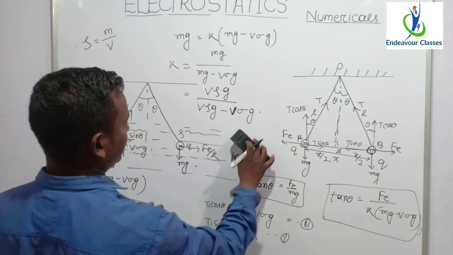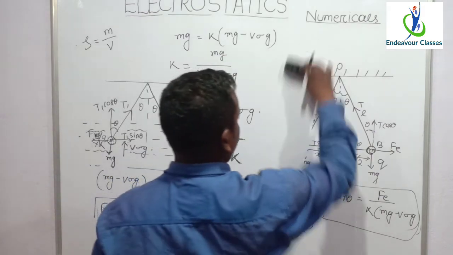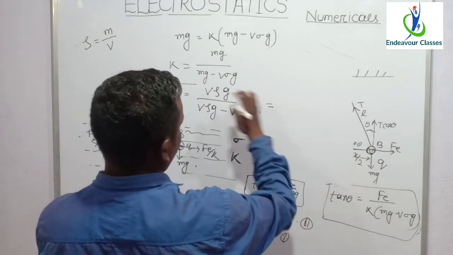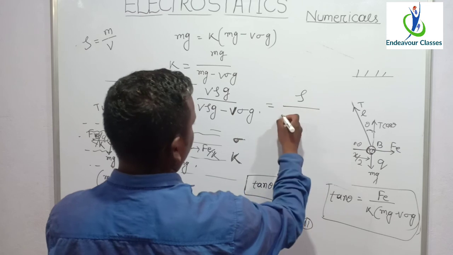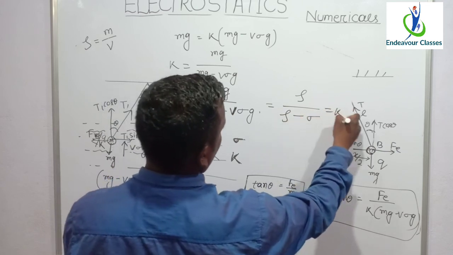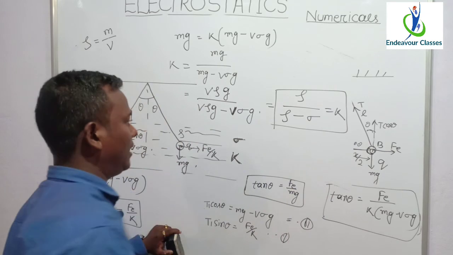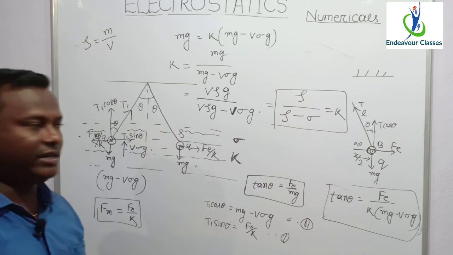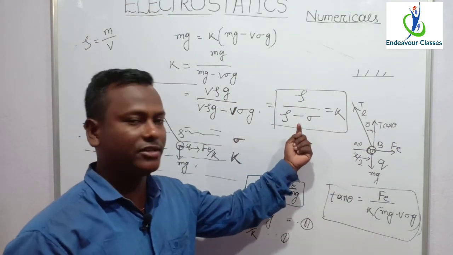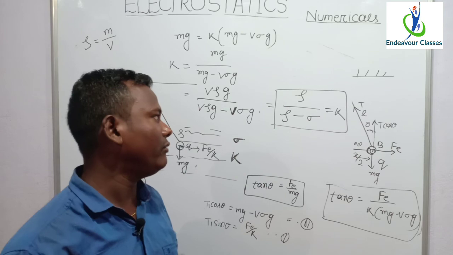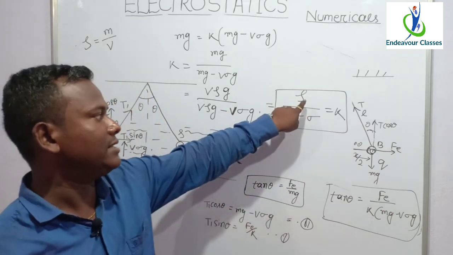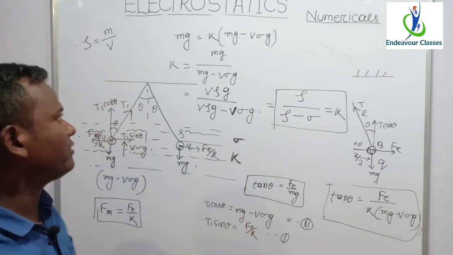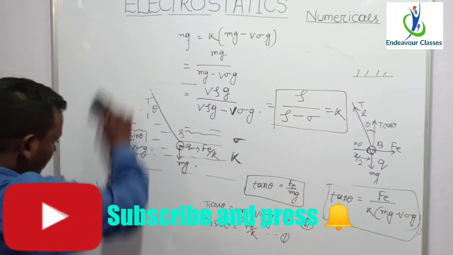So from this we can directly write that Vg will be cancelled, so k is equal to rho by rho minus sigma. This is the direct formula by which you can calculate the dielectric constant of the liquid. So in your competitive entrances, you only need to remember this formula: the dielectric constant k is equal to the density of the solid divided by the density of the solid minus the density of the liquid.